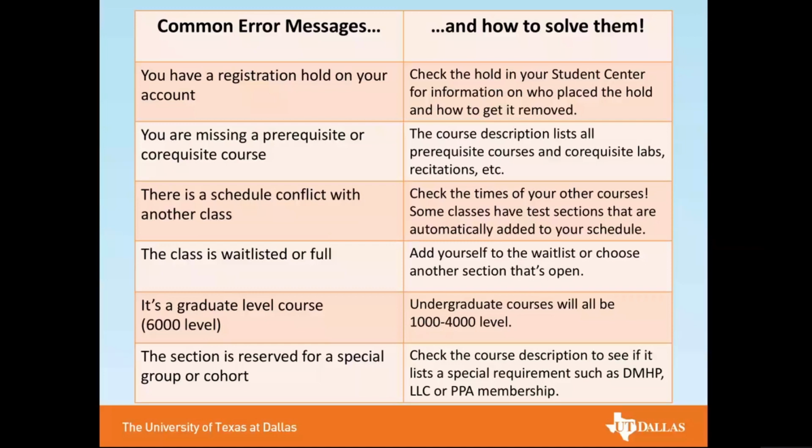If the class has a blue square, it is closed and you cannot register under any circumstance. If there is a yellow triangle, you can opt to join the wait list. As an undergraduate student, you can only register in courses that are 1,000 to 4,000 level. Now, the 6,000 level courses are only for graduate students. So undergraduate students cannot register for 6,000 level courses.